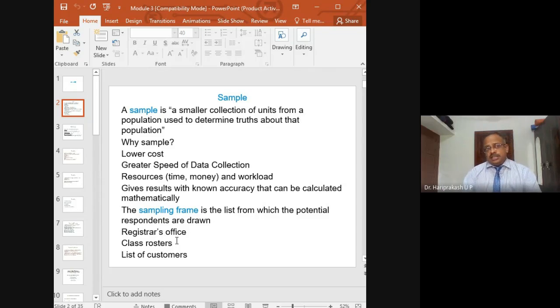Suppose your study is involving students of a particular institution, a college, then there will be a list of students in the attendance register, also called class rosters. So that becomes your sampling frame. List of customers, as I told already. So taking the example of a Maruti car study, if you are doing a study on the consumers of Maruti cars, then it is the list of customers or any other like that. So that becomes a sampling frame. Okay.